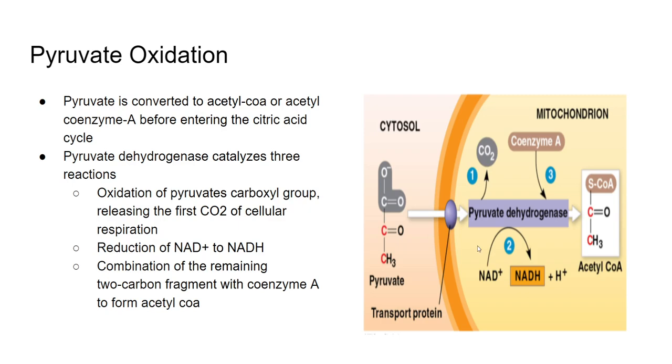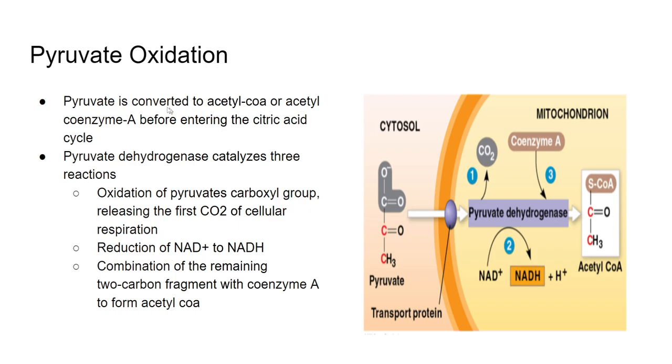So pyruvate oxidation. Pyruvate oxidation is tentatively the most, I wouldn't really say useless, it's very important, but it's the most uncategorized step. It's usually a part of the citric acid cycle, but it's important to go over it specifically. But basically, we see the term oxidation here. If we're oxidizing something, we're going to be reducing something.